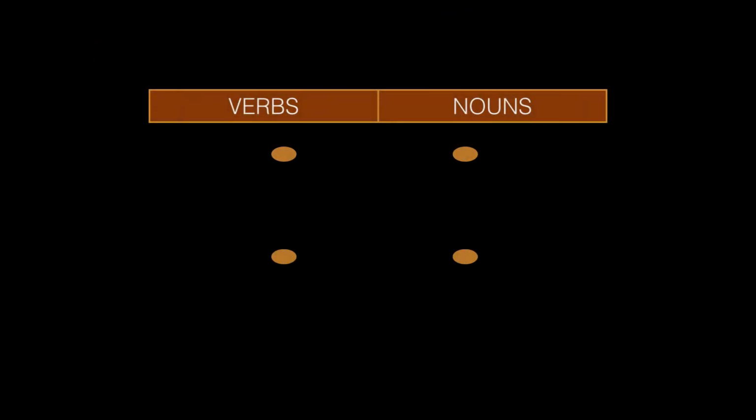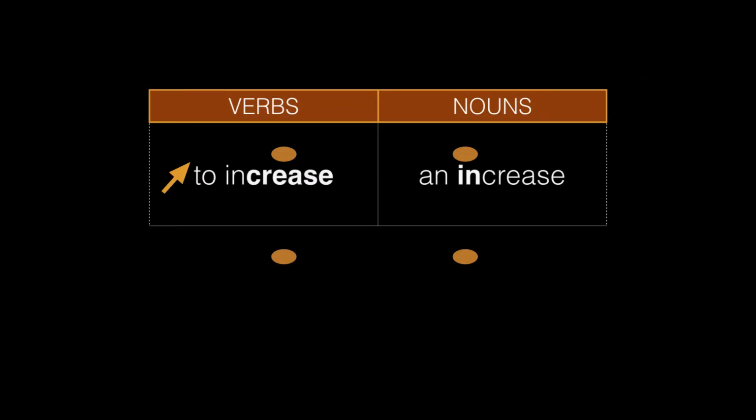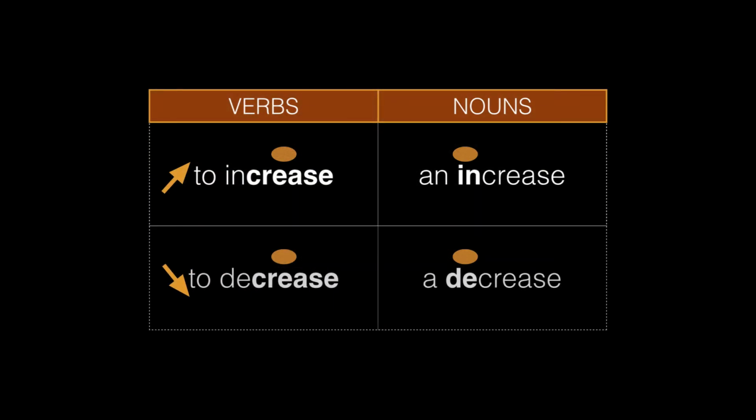Some verbs have a very similar word as a noun. Some of them have a different pronunciation. For example, the verb to increase, stress on the second syllable, to increase, and the noun has the stress on the first syllable, an increase. Likewise, the verb to decrease, and the noun a decrease.